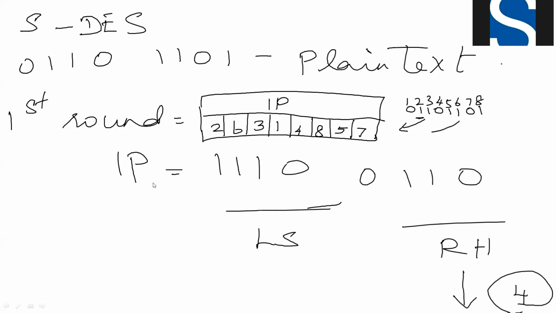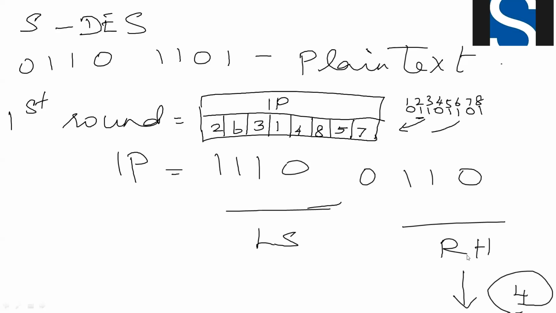So the output of the IP table will be, we have to take the bit positions: in the second position, what is the bit value? 1. Like sixth bit position, the value is 1. Third bit position, the value is 1. First bit position, the value is 0. So likewise 4, 8, 5, 7. So we have to pass it via this table, and whatever we are getting, that is your output. Okay. So here we are going to take the left-hand side and right-hand side.